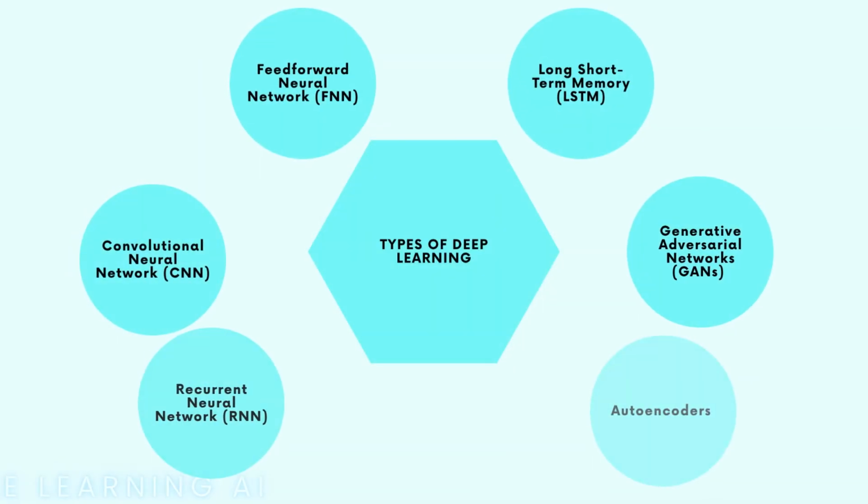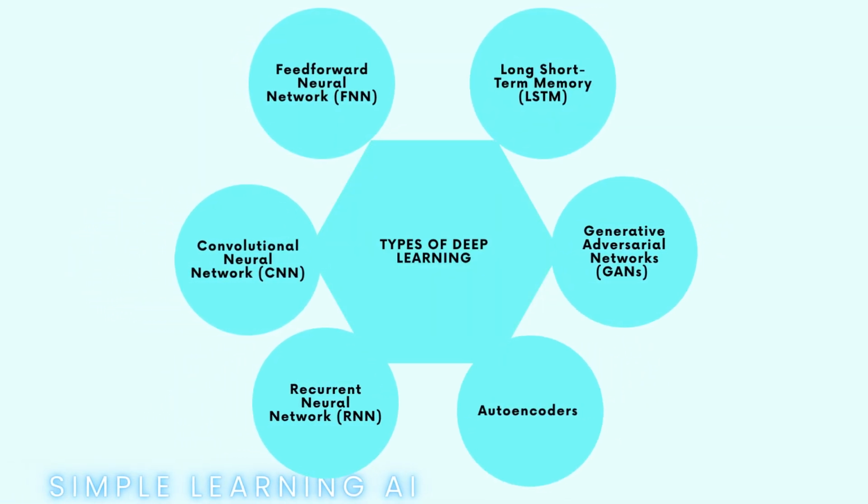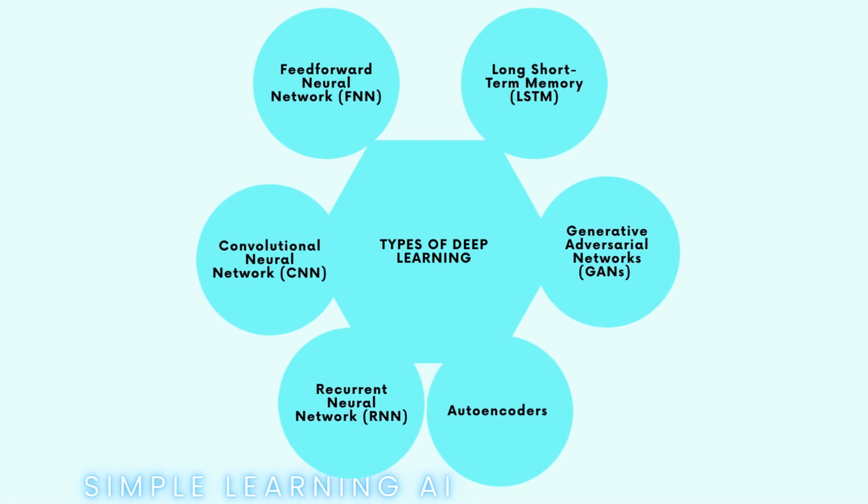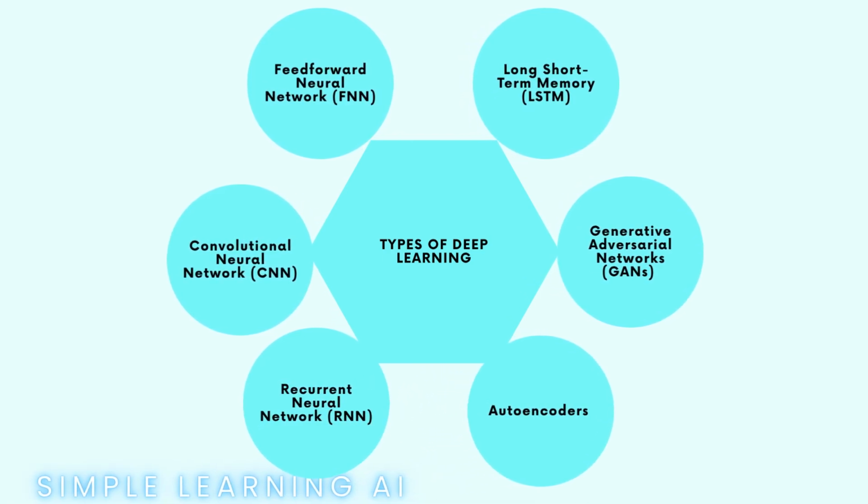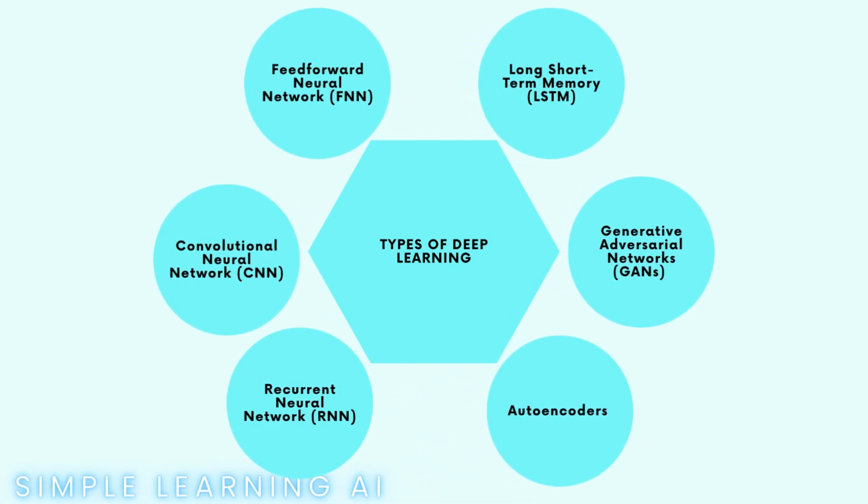Let's quickly recap the types of deep learning. FNN, basic structure, no memory. CNN, great for images and visuals. RNN, for sequences like text or time series. LSTM, RNN with memory for long sequences. GANs, for generating new, realistic data. Autoencoders, for data compression and anomaly detection.